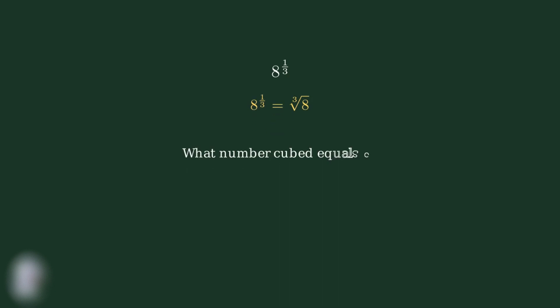To find the cube root of 8, we need to ask ourselves, what number, when multiplied by itself 3 times, gives us 8? Let's think through some perfect cubes. We know that 1 cubed equals 1, which is too small, and 3 cubed equals 27, which is too large. But 2 cubed equals 2 times 2 times 2, which equals 8. Perfect. Since 2 cubed equals 8, we know that the cube root of 8 equals 2. Therefore, 8 to the power of 1/3 equals 2.